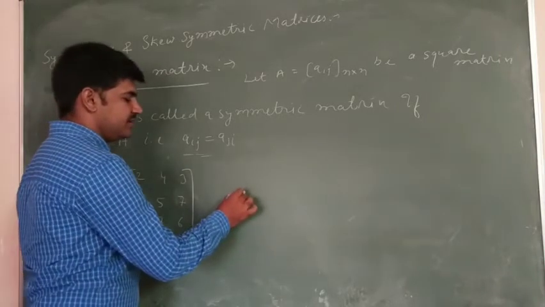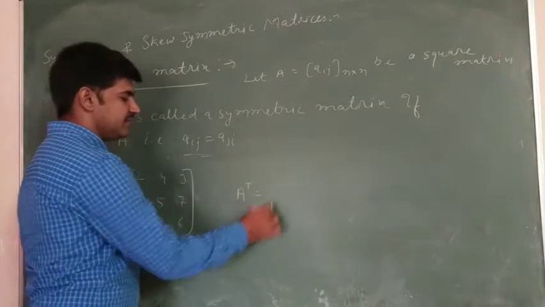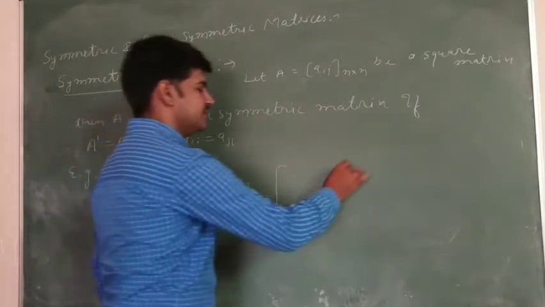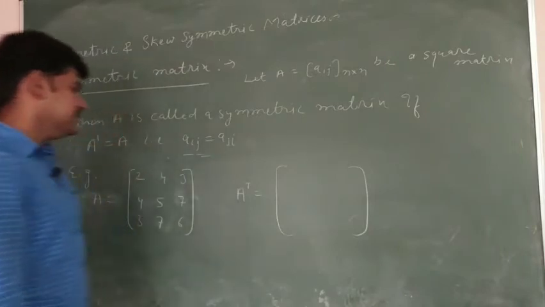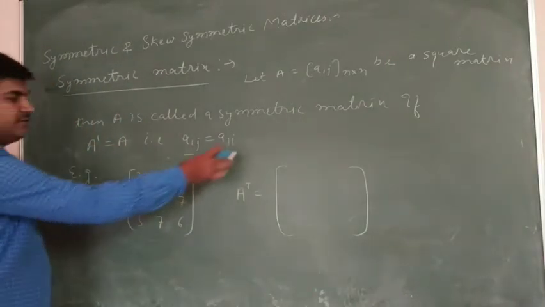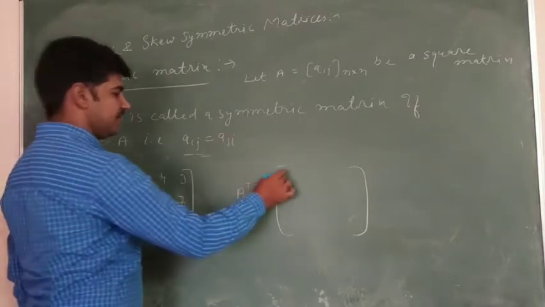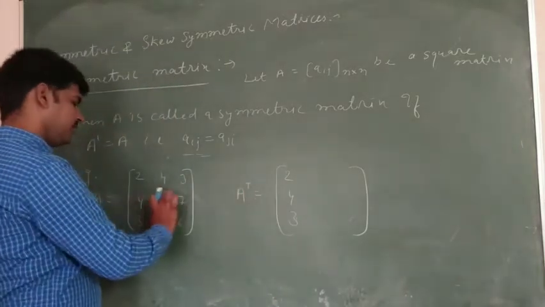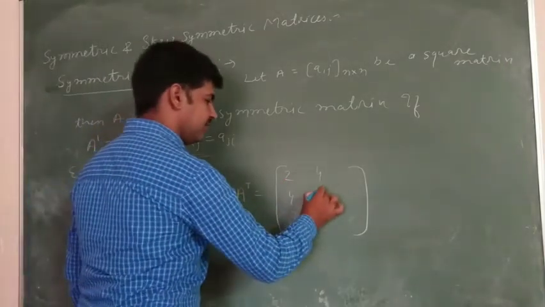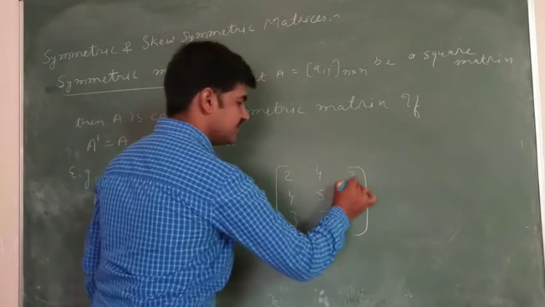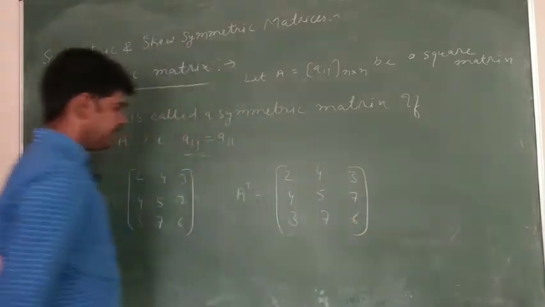And now if I find the transpose of this matrix, the transpose will also be a square matrix of order 3 by 3. Just find the transpose of this particular matrix. So the first row of A will become the first column of A dash or AT. So this is 2 4 3. The second row, 4 5 7. The third row, 3 7 6.